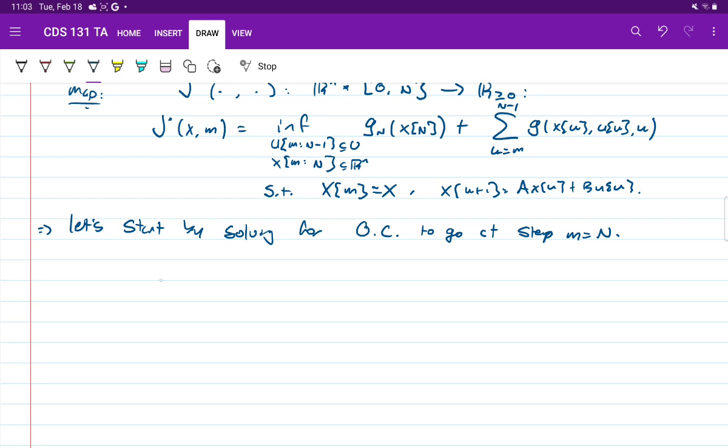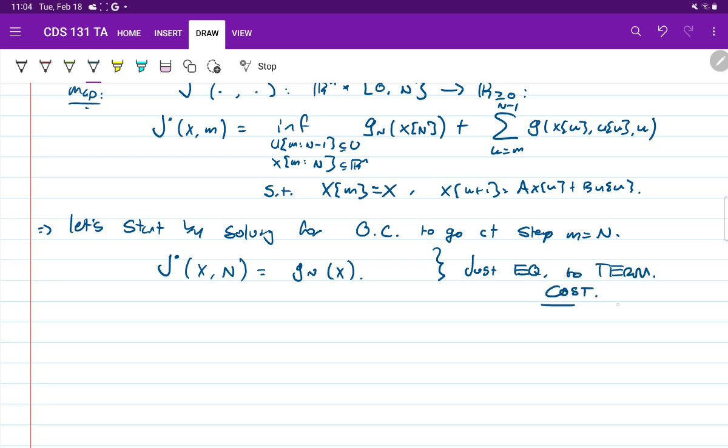So if we're to go ahead and write down our optimal cost to go at time n, what we'll find is that j of x comma n is just exactly equal to gn of x, right? Because our entire accumulated cost term disappears, right? That sum term vanishes because we're at time step n, and all that's left is the terminal cost, okay? So this is just equal to the terminal cost. All right, so that's nice and easy, right? What else can we find?